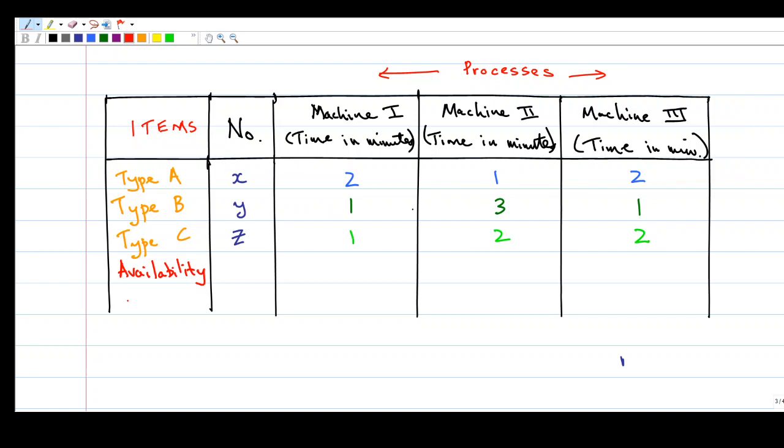So remember that for each item, the time is in minutes. So we need to convert this time in minutes. So for the first machine, it's 3 hours that's available. So it's 3 times 60. For the second machine, 5 hours. So it's 5 times 60. And similarly for the third machine.